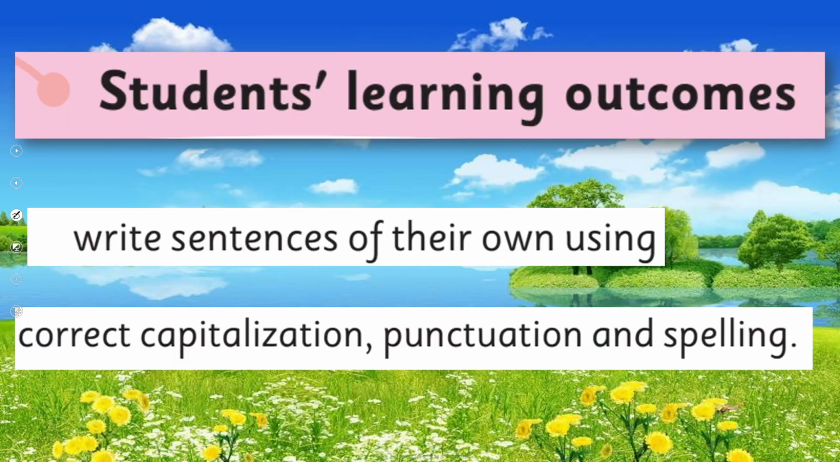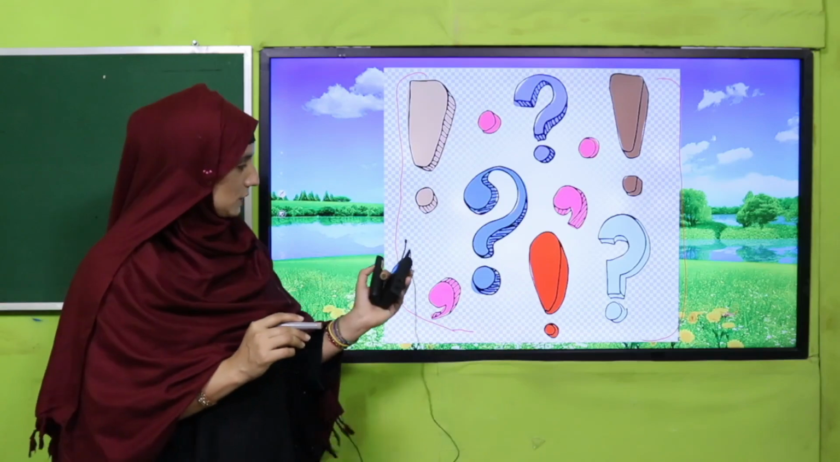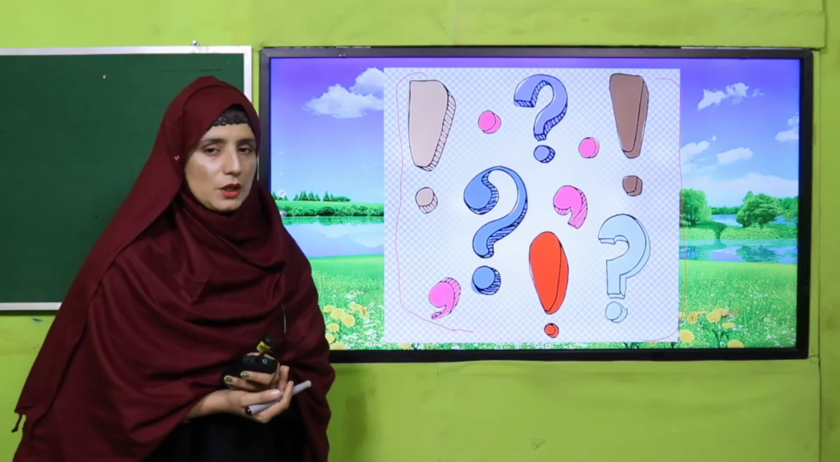Okay. So our today's student learning outcome is to write sentences of their own using correct capitalization, punctuation and spelling. So yes, my dear teachers and my dear students, look at this. Can you recognize all these? Yes, my dear teacher, pause the video and get students to name them to your teacher. Be quick.